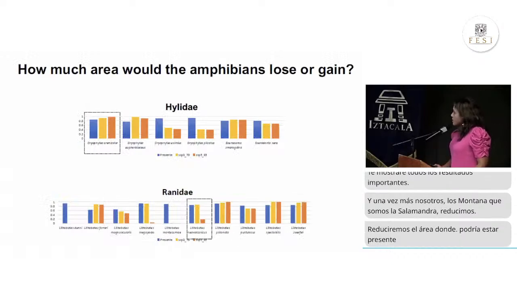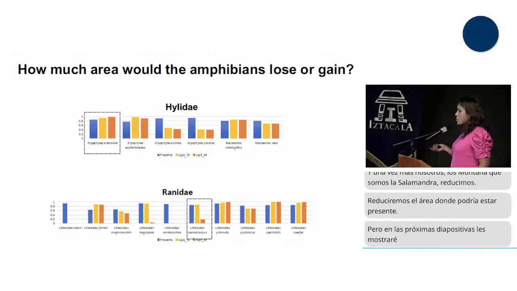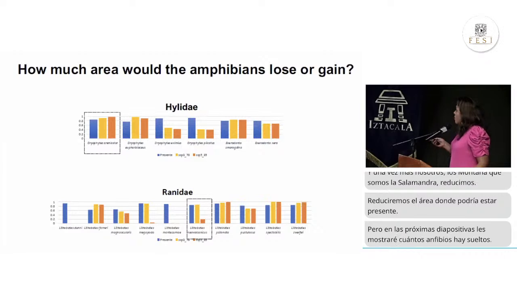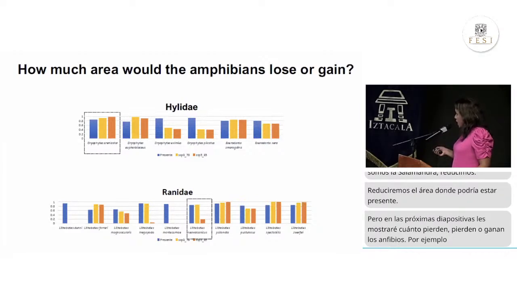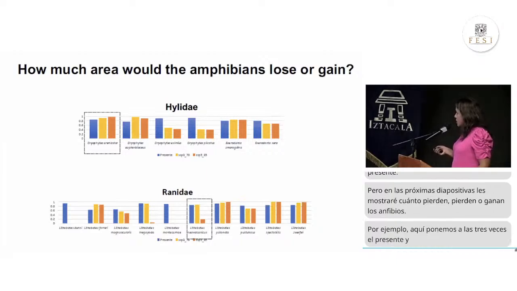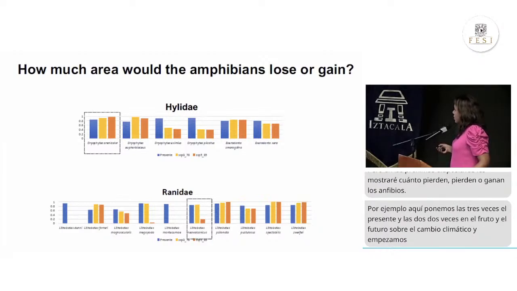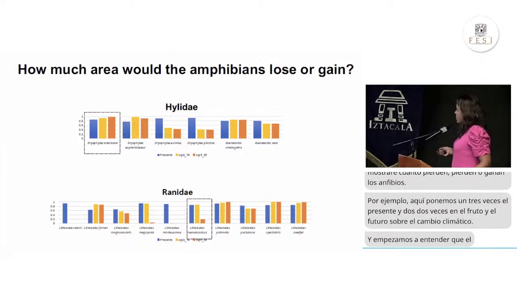But in this next slide, I will show you how much area the amphibians would lose or gain. For example, here we put the three times, the present and two times in the future under climate change, and we start to understand that the patterns are completely different for every species.